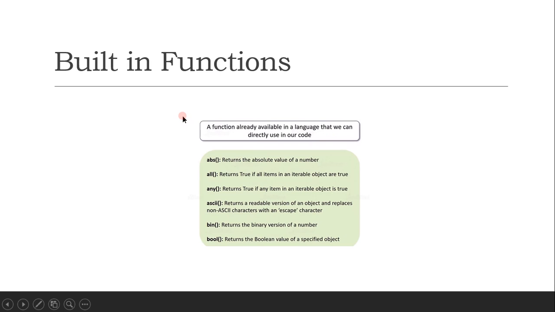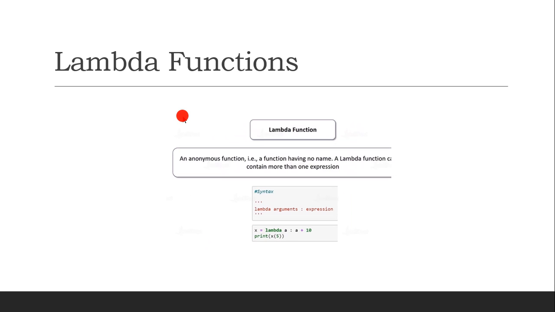There are lots and lots of built-in functions which help us utilize those functions instead of creating them from scratch. So next is lambda functions. This is not a type of function, but an implementation way. A lambda function is nothing but an anonymous function having no name. One restriction is that it cannot contain more than one expression. So you cannot embed two expressions in one. That is the main constraint of lambda functions.